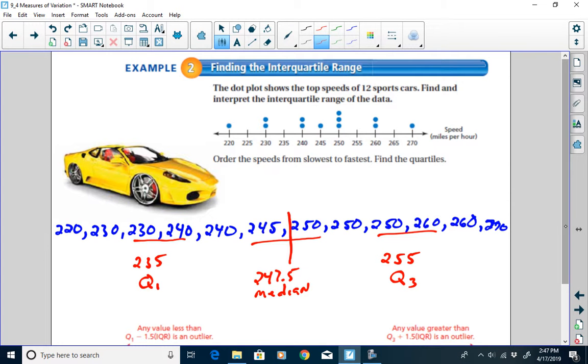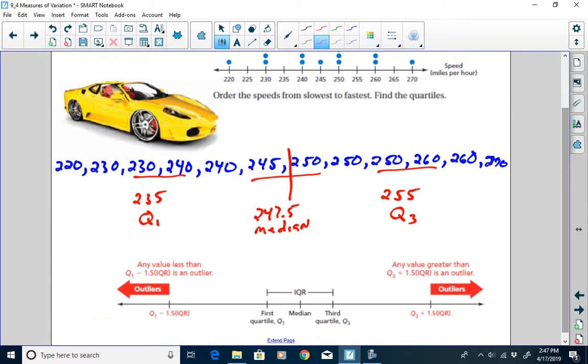Your interquartile range, we abbreviate that as IQR, right? Your IQR is the difference between your Q3 and your Q1. So to find the IQR, we would take 255, we would subtract 235, and we get an IQR of 20. All right? So the IQR is equal to 20.